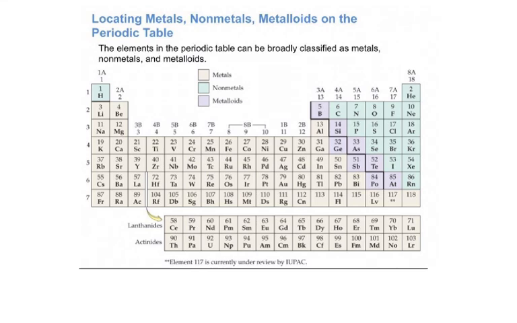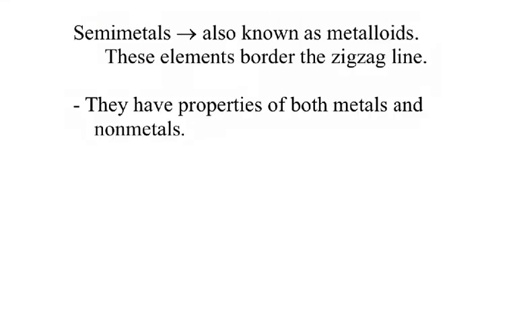And then finally, you saw the purple. If you look over here, there are a few elements that border that zigzag line. They're also known as either semi-metals or metalloids. What they are, they're kind of like hybrids. They kind of have properties of both metals and nonmetals. I'll give you an example. Silicon is a very good one here. Silicon, if you get a hammer and you hit it, it will shatter. It's brittle. It's not malleable. It's not ductile. So it has that property of being a nonmetal.